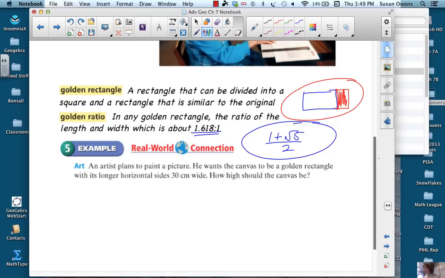So an artist plans to paint a picture. He wants the canvas to be a golden rectangle with its longer horizontal side 30 centimeters wide, and how high should the canvas be? So this is another one I want to do in class. So what we're going to do is set up similar rectangles. Now, when you look at the book, they use the 1.618. We're not. We're going to actually use the actual ratio and find what exactly that side should be. So it'll be a little more fun. But I will also do that one in class.